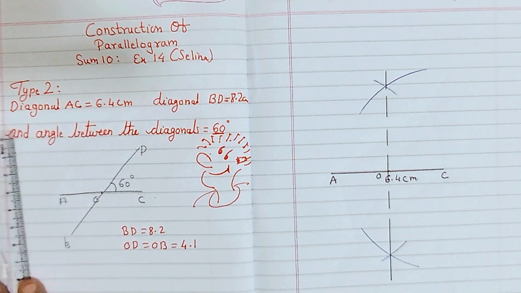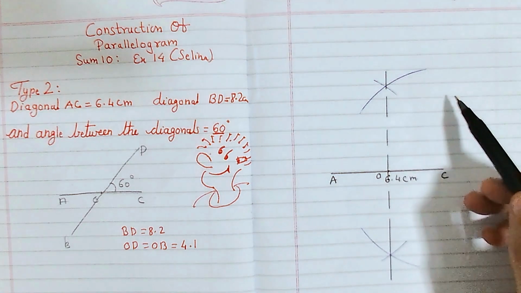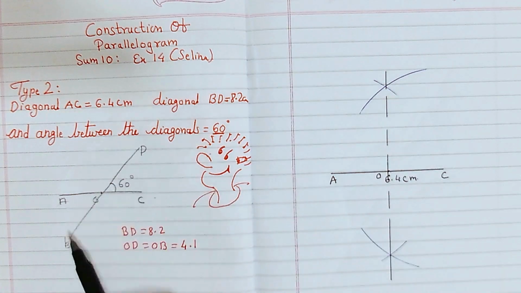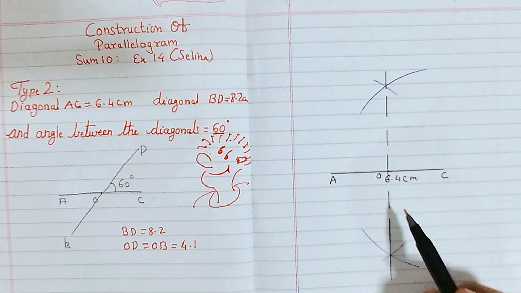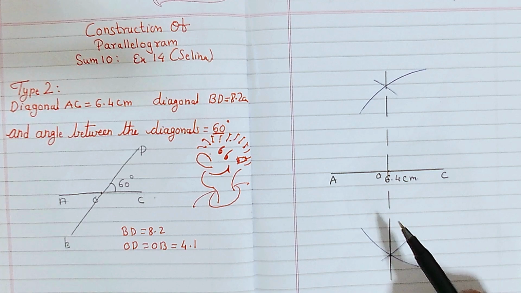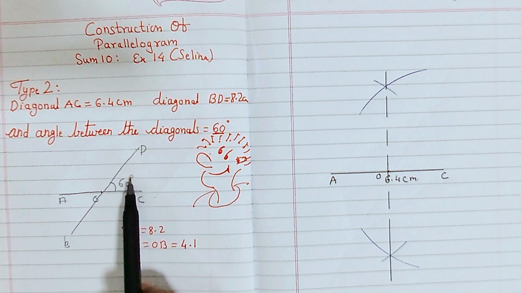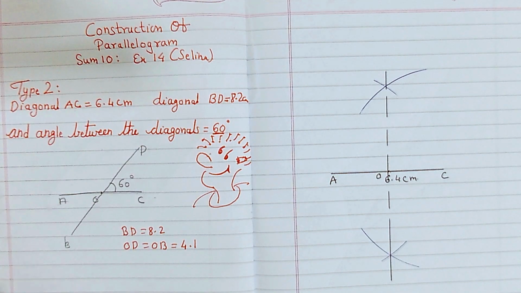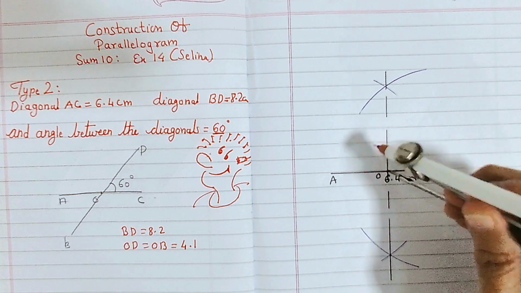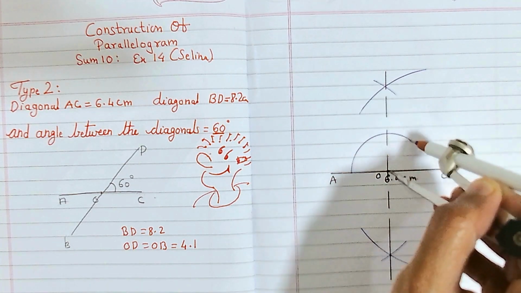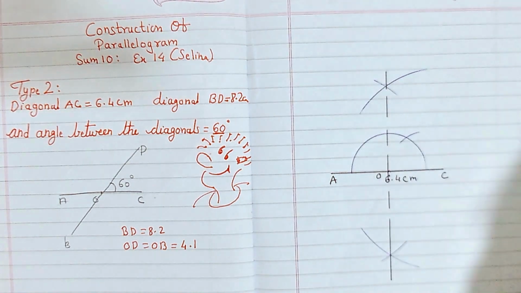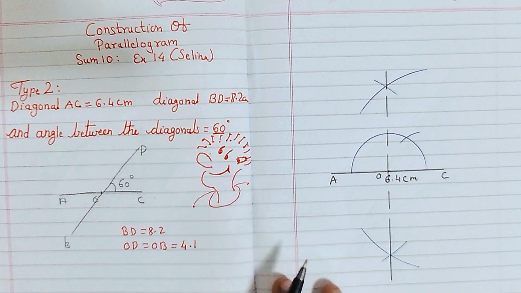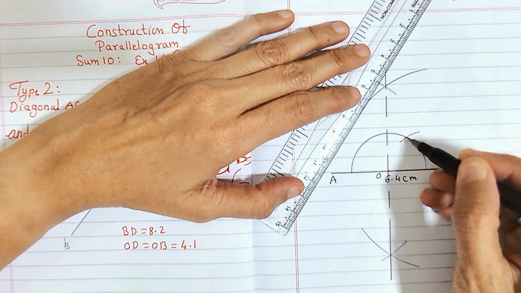Now it became very clear that the other diagonal BD will pass through point O, not A, point O. But one more thing is given. The diagonal BD makes an angle of 60 degree. So here taking O as a center, we will draw 60 degree. This is 60 degree.